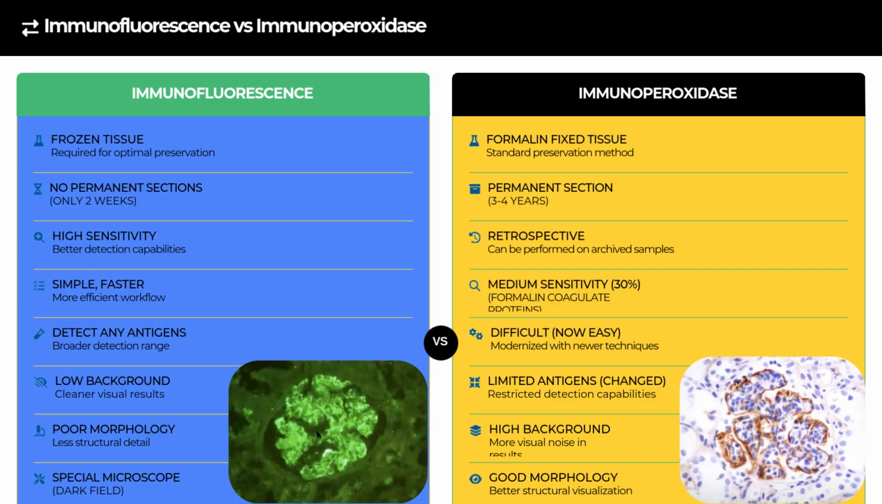Immunofluorescence is highly sensitive, simple, and fast. Although newer immunohistochemistry techniques have become faster and easier, they still have moderate sensitivity because formalin coagulates proteins, which will affect the sample. Historically, immunohistochemistry detected a limited range of antigens, but modern methods have narrowed the gap. Sensitivity is now comparable to immunofluorescence. Even certain antigens, such as anti-PLA2R for membranous nephropathy, are designed mostly for immunohistochemistry, not for immunofluorescence.